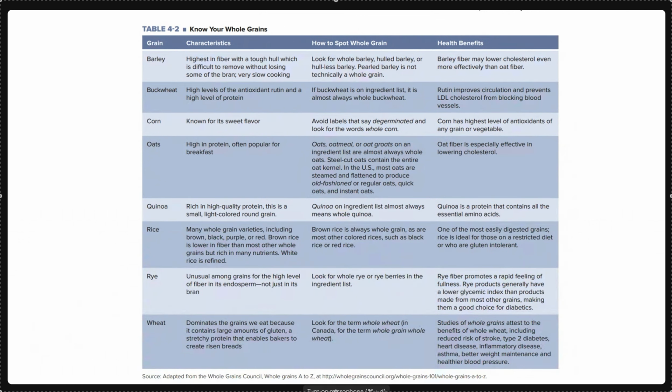So barley is good. Characteristics of barley: it is high in fiber with a tough hull. Hull means the skin.